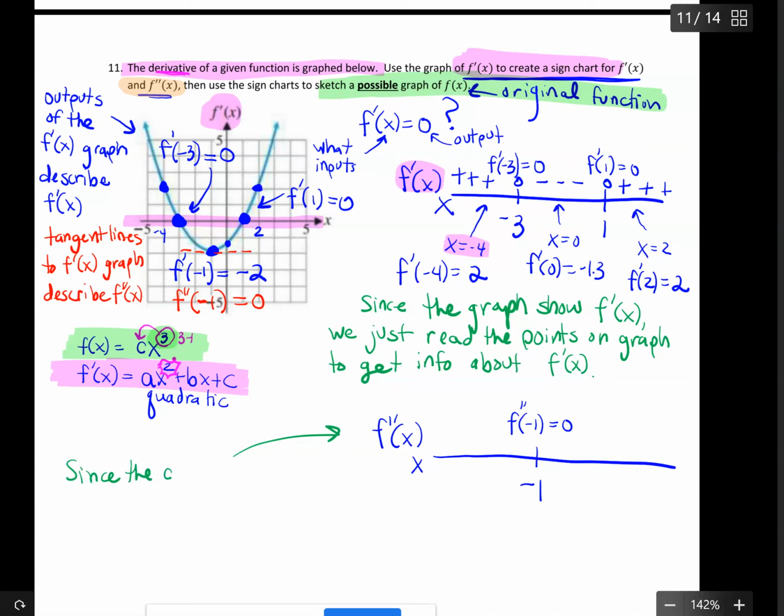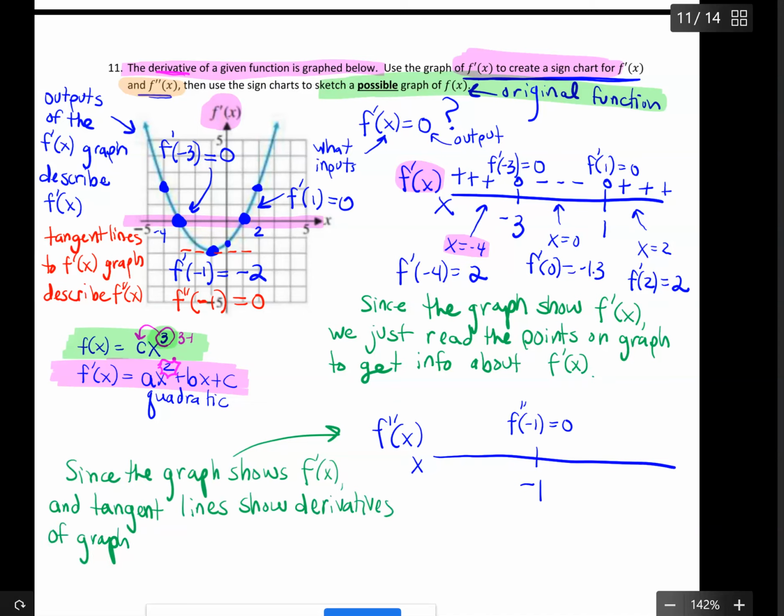We read the tangent lines of the graph to get information about the derivative of the first derivative, which is the second derivative, right? So let's come up here and read tangent lines. If I just pick a test point, we know at -1, the tangent line went horizontal, right? So there's a horizontal tangent line here at x equals -1.